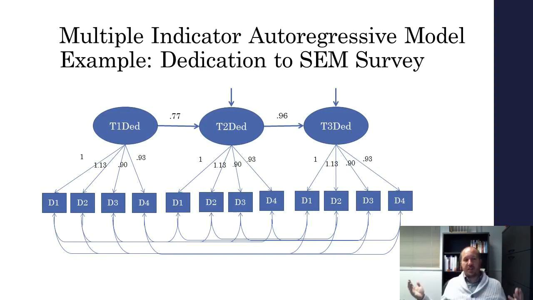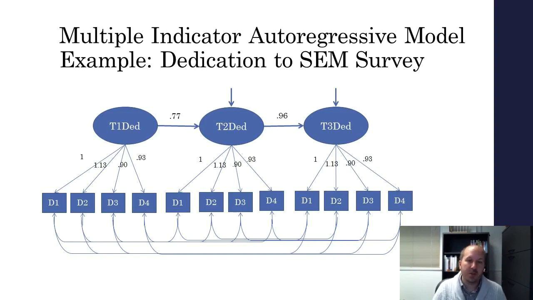So let's take, for example, if we gave an assessment of dedication to studying structural equation modeling. And we did this at the beginning of the semester, midway through the semester, and the end of the semester. I'm going to give you the same assessment at each of those three time points, and it has 4 items. Here you can see we have D1, 2, 3, and 4. Those are our 4 items for our dedication survey. And we have those at time 1, time 2, and time 3.